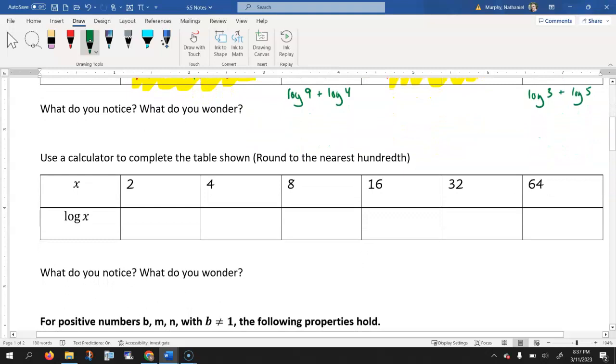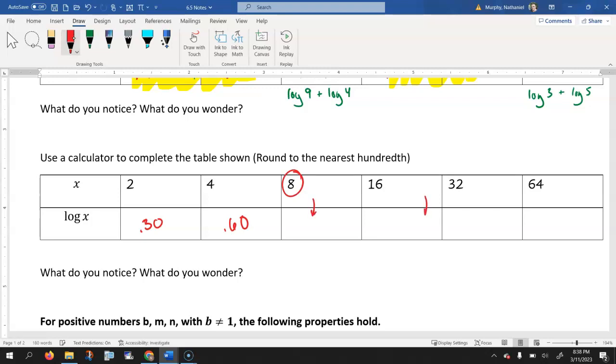So in this next table, I want you to see if you can come up with the answers. If I give you that the log of 2 is 0.30 and the log of 4 is 0.60, I want you to see if you can come up with what this answer would be, what this answer would be, what this one would be, and what this one would be, using just those two values. So see if you can figure out what to do to get to those numbers.